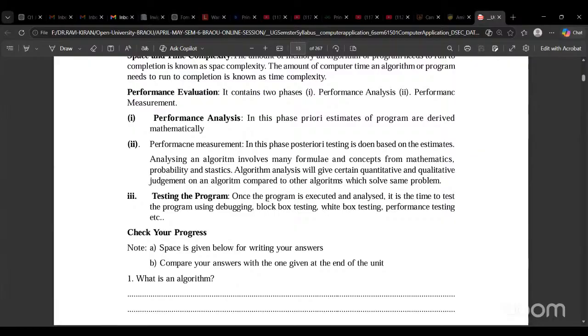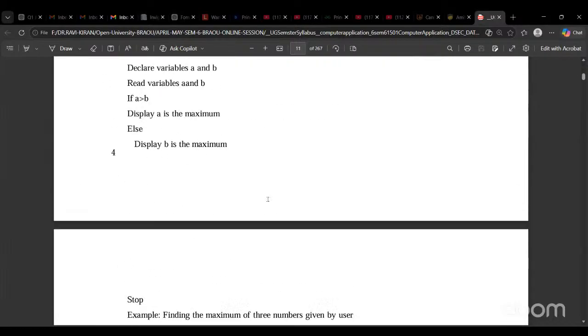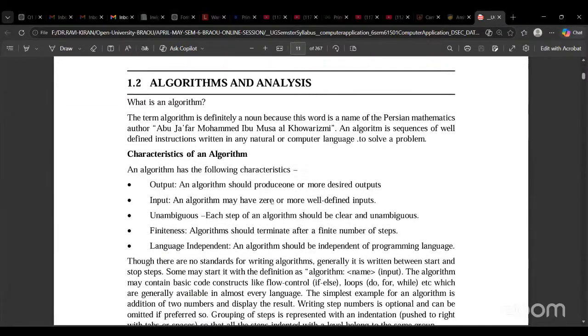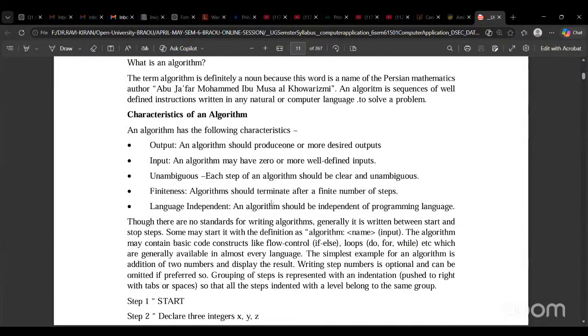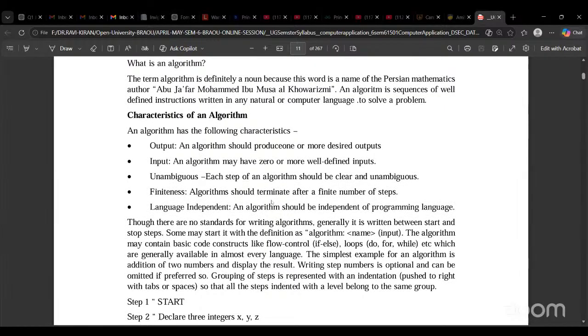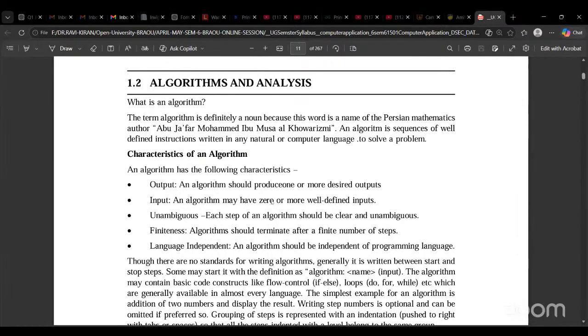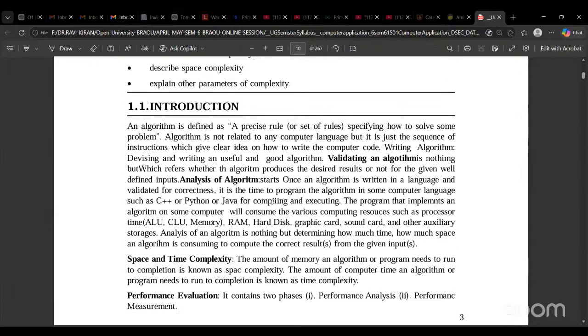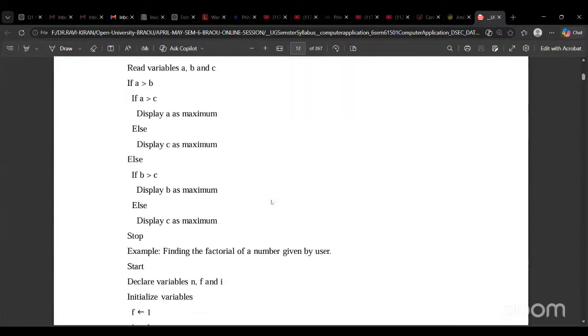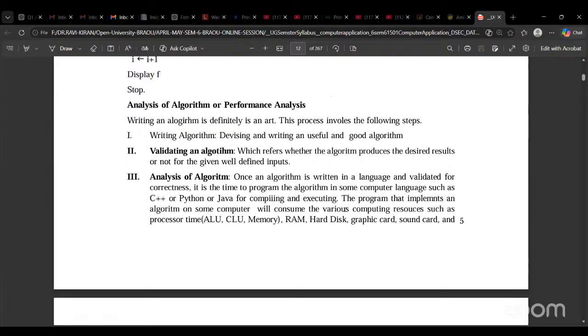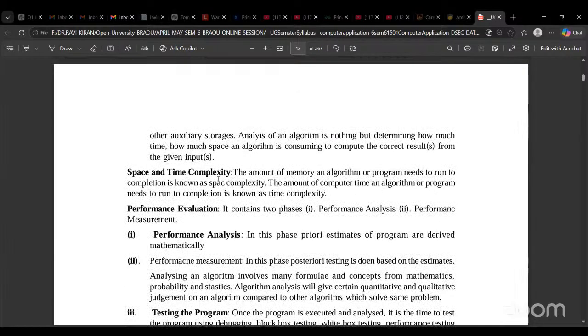So what we understood is what an algorithm is, and how to write or develop an algorithm by using multiple examples. Okay. And we understood the characteristics of an algorithm. We also understood the performance analysis of an algorithm: how do we validate and how do we analyze an algorithm? And the next most important, we analyzed space complexity and time complexity.